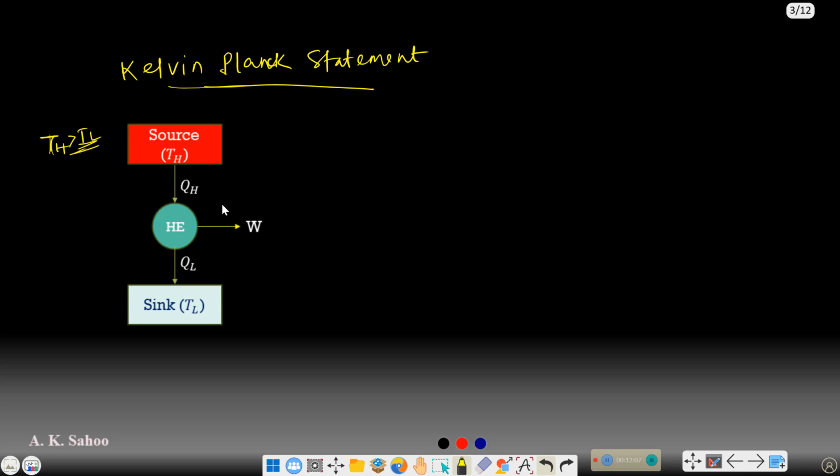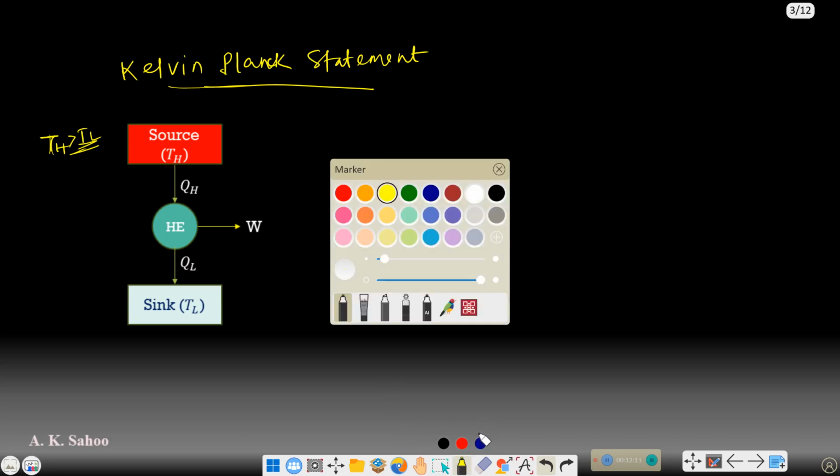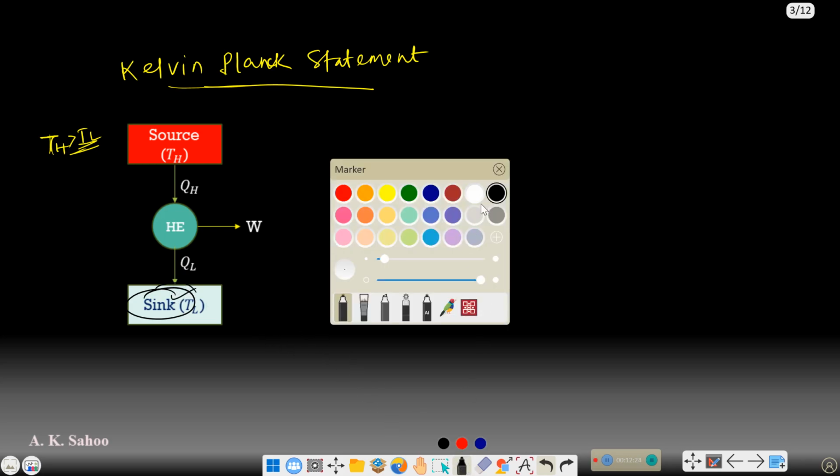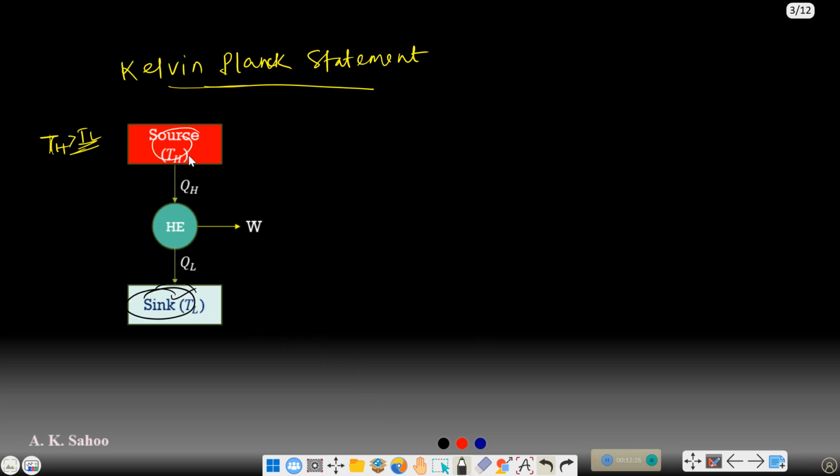Similarly, what is a sink? This is a reservoir where we can add any amount of heat, however much we want, and there will be no change in temperature. So this is the reservoir where we can add heat, and the source is the reservoir from which we can extract heat.